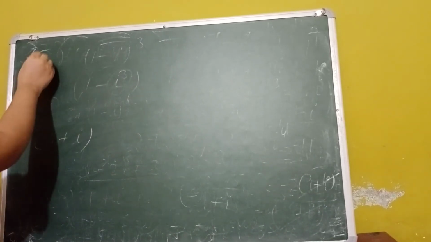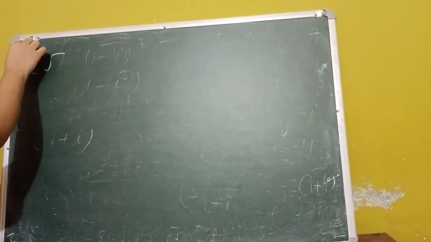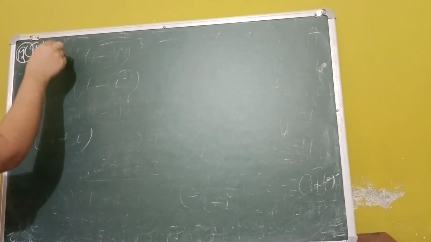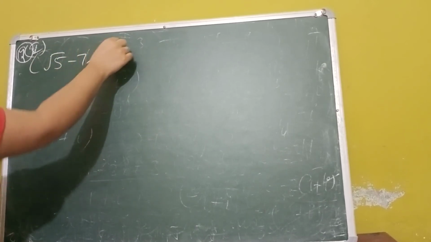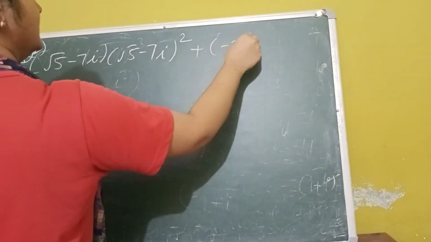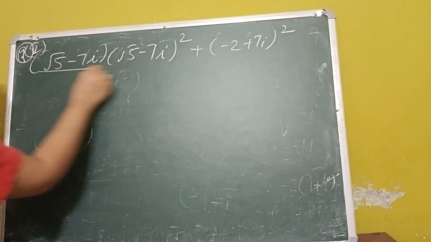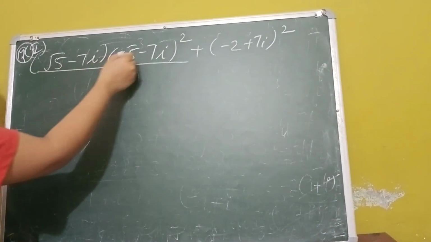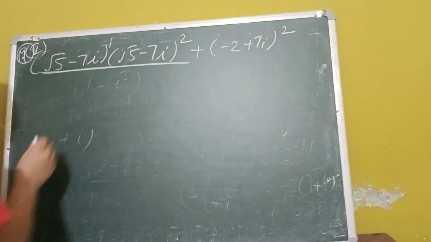It's given in question number 9 or 12? It's question number 12, fifth part. It's (under root 5 minus 7i) whole square plus (minus 2 plus 7i) square. If you want, then what is it? It's (under root 5 minus 7i) whole cube. Because it's power 1, it's power 3, so it will be whole cube.